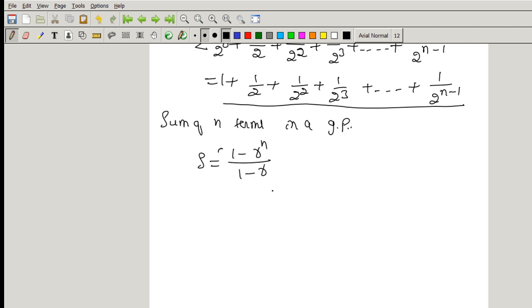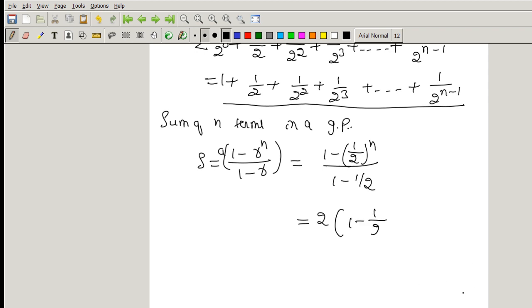Here, first term a into 1 minus r power n divided by 1 minus r. This a value is 1. Common ratio is 1 by 2. So 1 minus 1 by 2 whole power n divided by 1 minus 1 by 2. So we will obtain 2 into 1 minus 1 by 2 power n. This sum value is nothing but this.